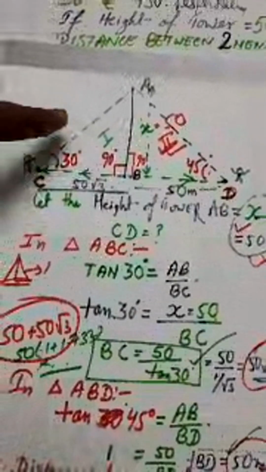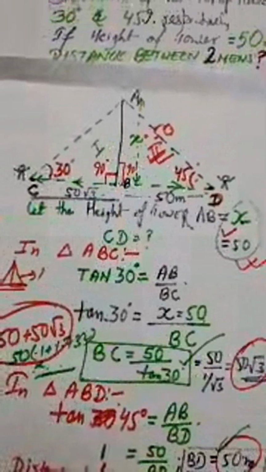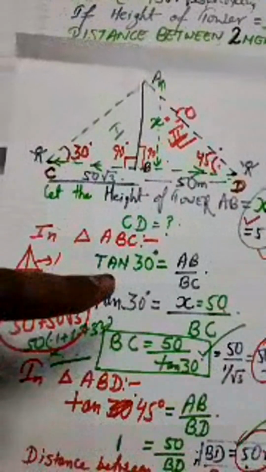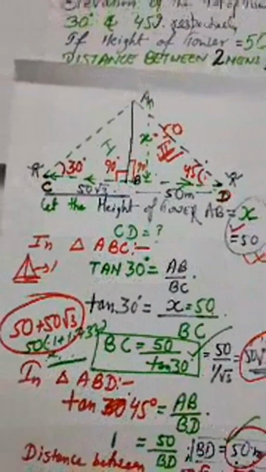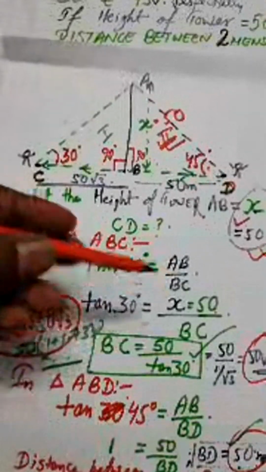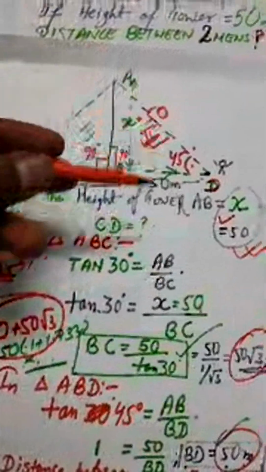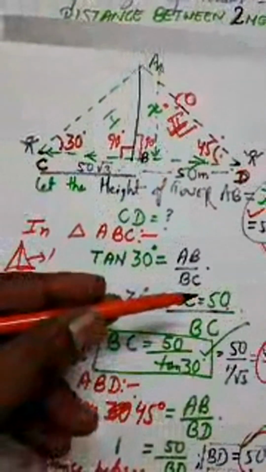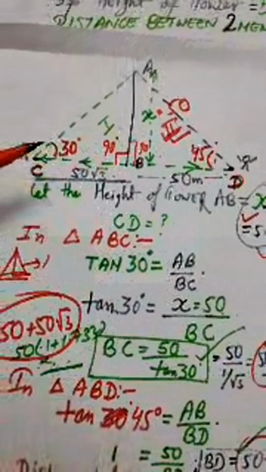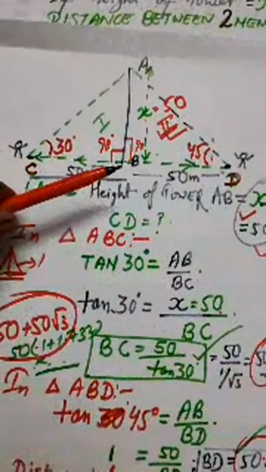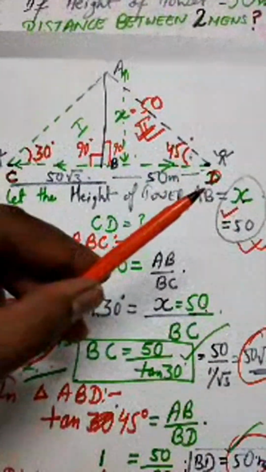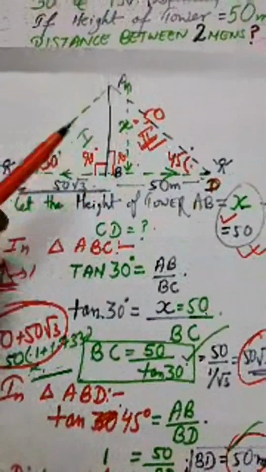We have taken two triangles, triangle ABC and triangle ABD. In triangle ABC we have taken 30 degrees as the angle of elevation. So tan 30 degrees will be AB by BC. AB is known to us, that is 50. Put the value 50 in the numerator, and in the denominator it's BC. BC is the distance of the first man from the base of the tower, and BD is the distance of the second man from the base of the tower.